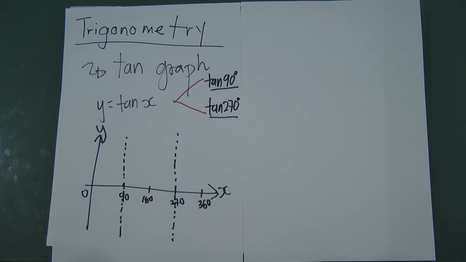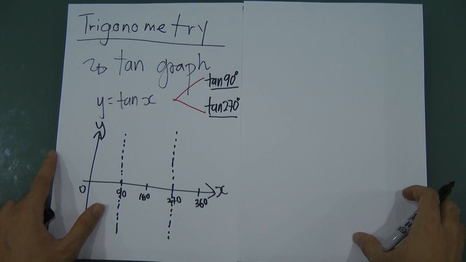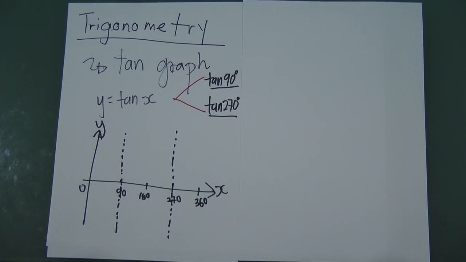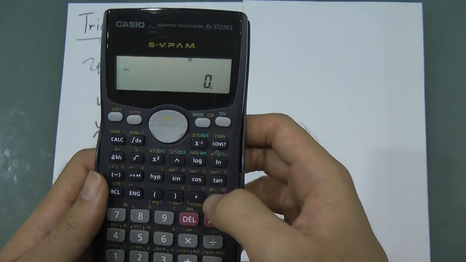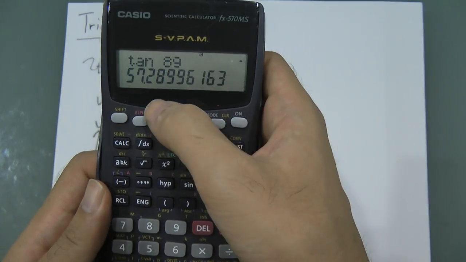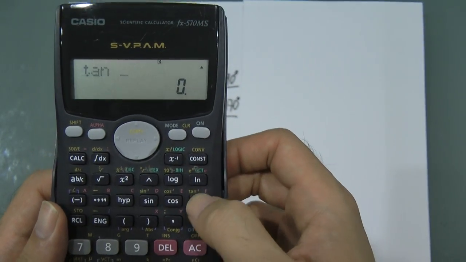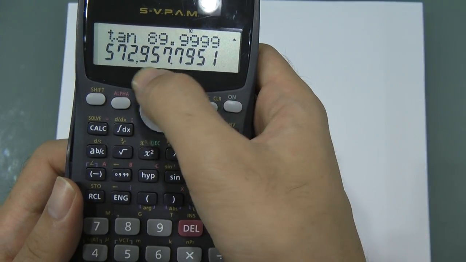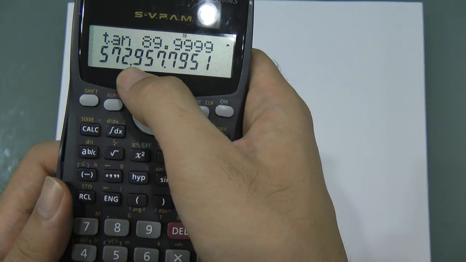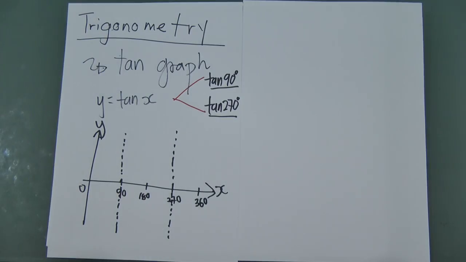The tangent graph is different from the sine graph and cosine graph, because for sine and cosine the maximum value is 1 and the minimum value is -1. However, tangent can go more than 1, until a very big number. Let's say I press some numbers. Tangent 89, you already get 57 point something. If you press tangent 89.9999, you will see the number grow to 5 million something. The more 9s you add, the number becomes very big, until infinity.